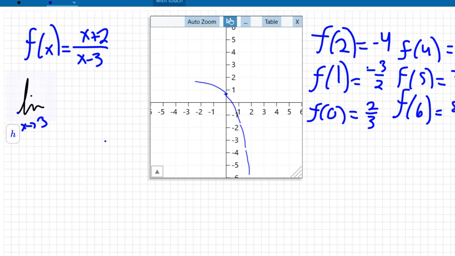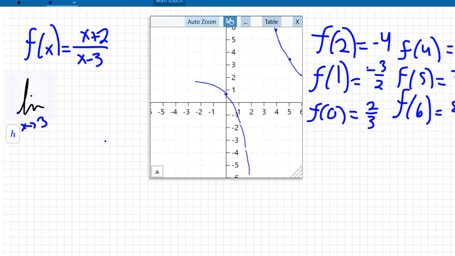All right. And then we'll take some of our larger values. So x of 4, that would be 6, that would be way up here. X of 5 is 7 halves, so somewhere in here. X of 6 would be 8 thirds. It's a little bit closer here. So you'll see that the general curve is like this.